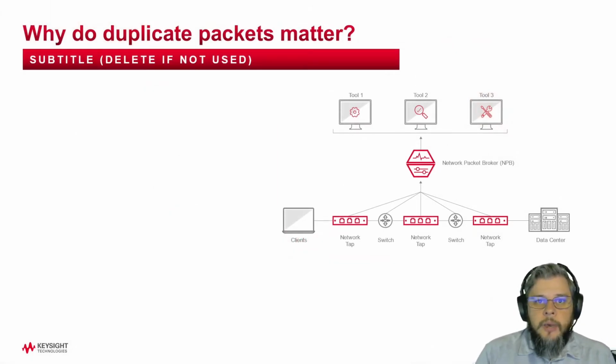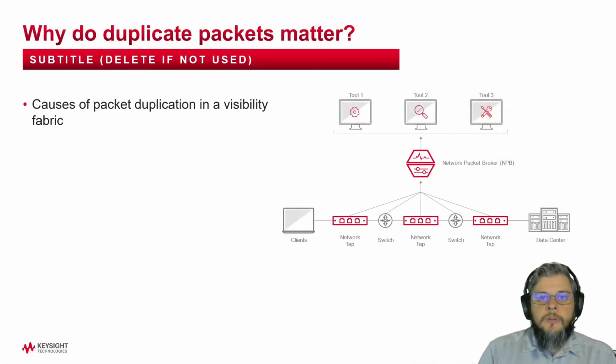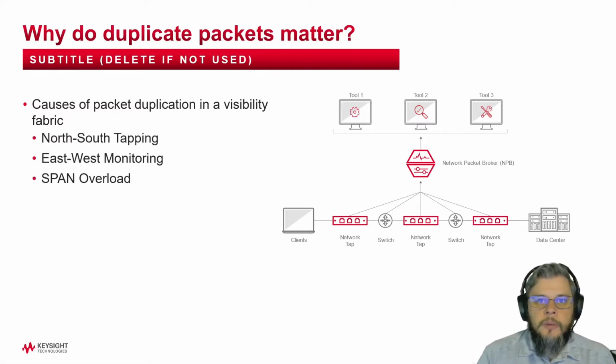So why do duplicate packets matter? Really what it comes down to is, where do we capture packets in our network? There's multiple ways to capture packets. So if you think about the typical packet capture strategies, you've got north-south tapping, meaning I put taps at the edge of my network, at the core of my network, and somewhere in a data center. And so I'm going to be capturing packets in those three locations.